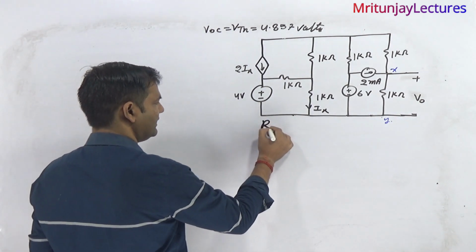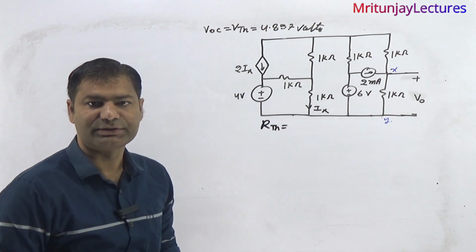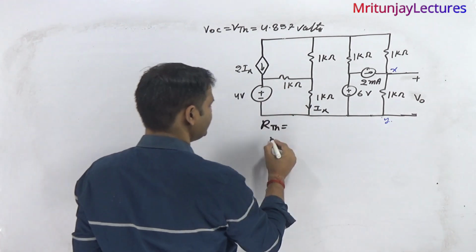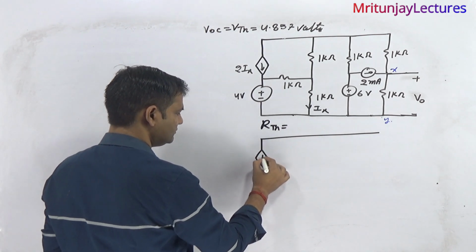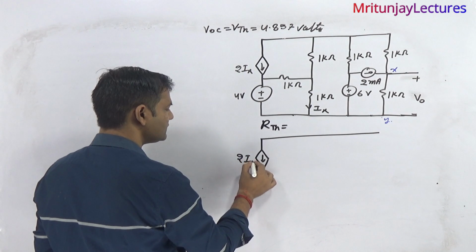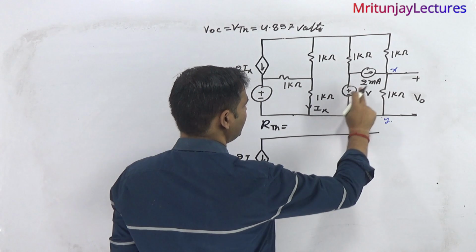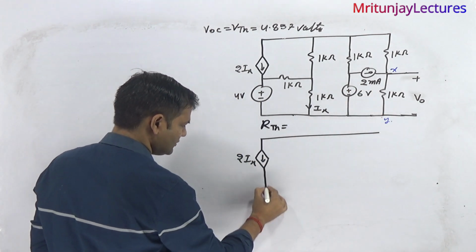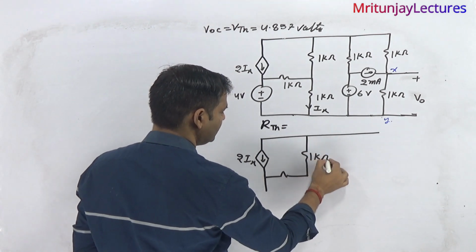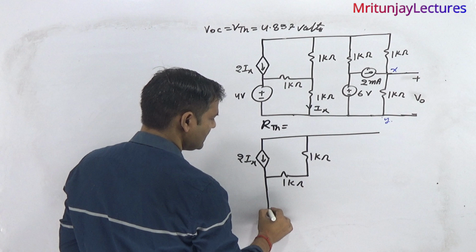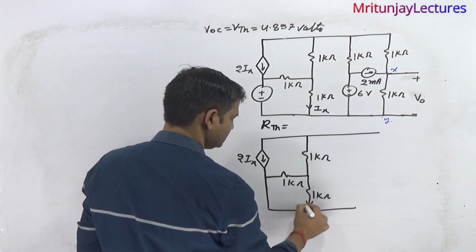Now the next target is RTH. How can we determine RTH? First of all, all independent sources are reduced to 0. So make the circuit: that is 2Ix, and all independent sources, this is independent, this one is also. So 1 kilo ohm, here 1 kilo ohm, here short circuit, here 1 kilo ohm, here Ix.